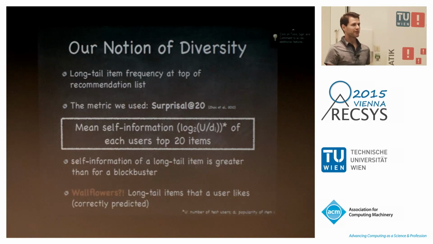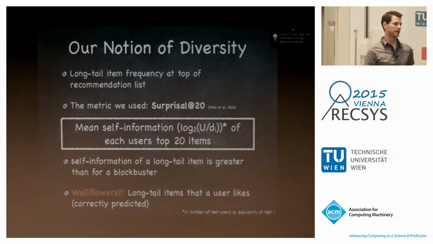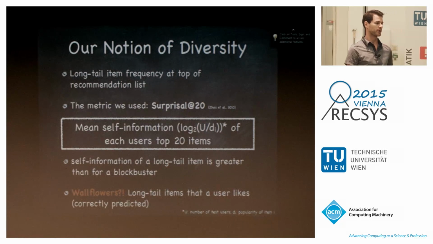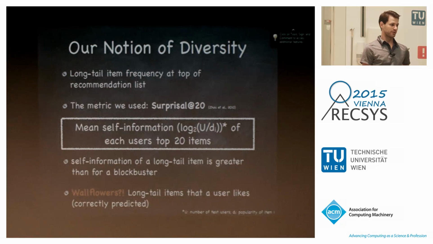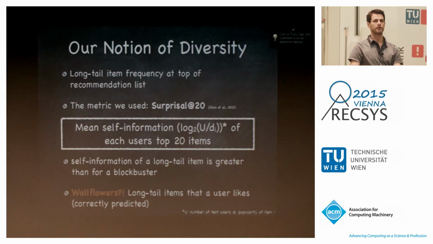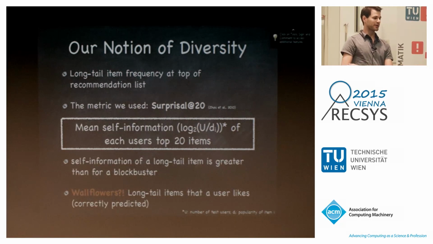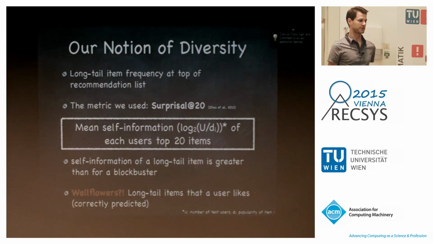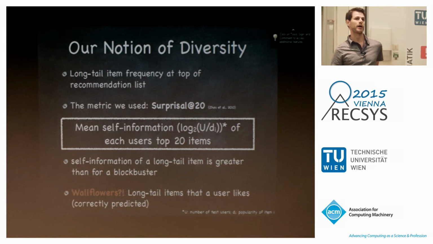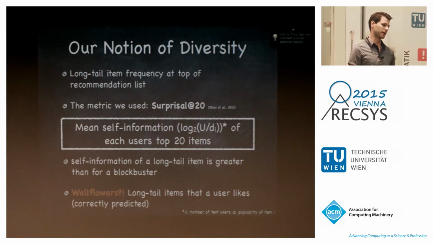So first of all, let's clarify what our notion of diversity is. We simply measure the long-tail item frequency at the top of a recommendation list. The metric that we use for that is called surprise at 20 and was introduced by Su et al. in 2010. Surprise is basically the mean self-information of each user's top 20 items. And the self-information of an item decreases for blockbuster items and increases for long-tail items.